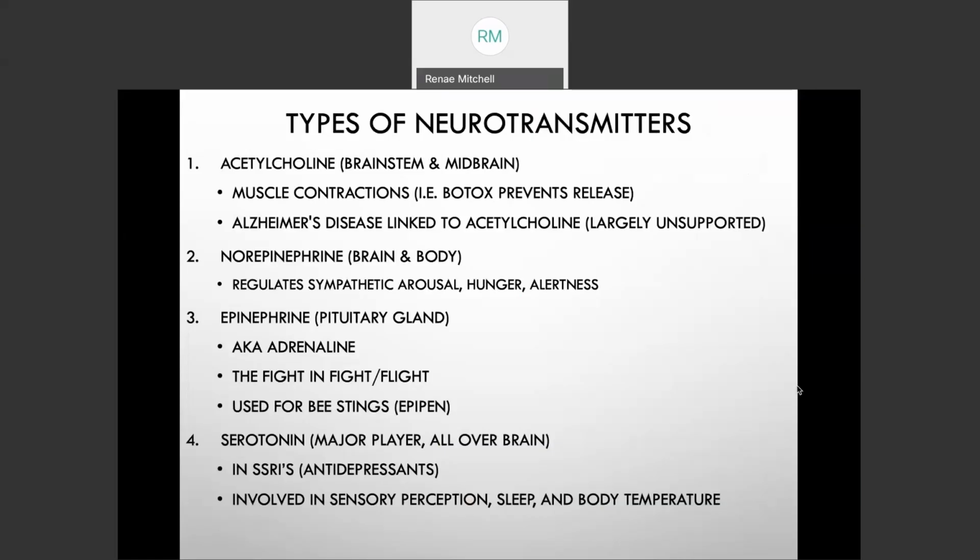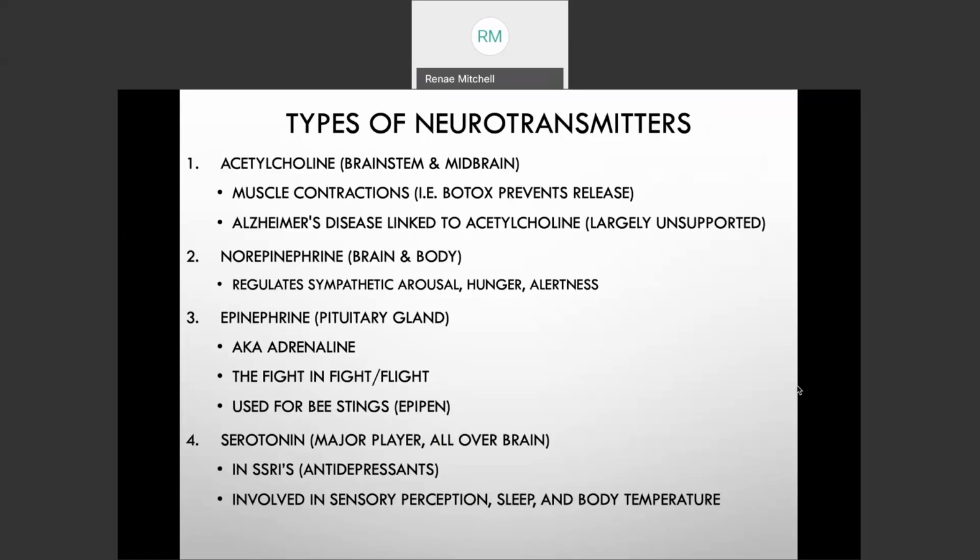And so Botox, for example, affects this neurotransmitter by preventing its release into the synaptic gap. It stops it from being released, which then stops the muscle contractions where it's being administered. So Botox is actually a very effective treatment in terms of managing migraines because it stops muscle contractions in the face and head, which relieves tension that's associated with migraine headache.